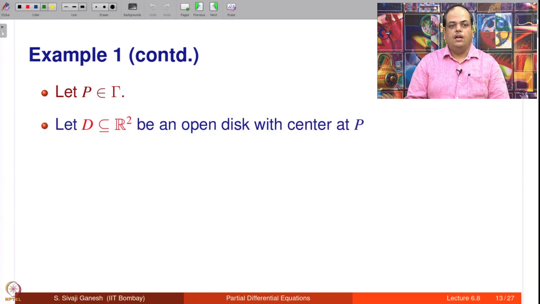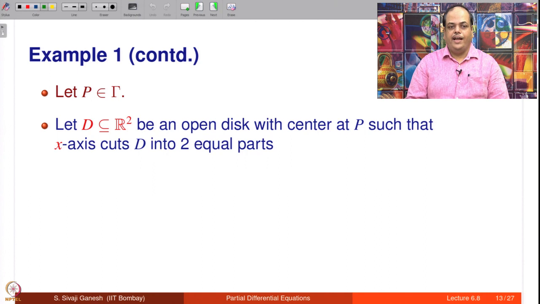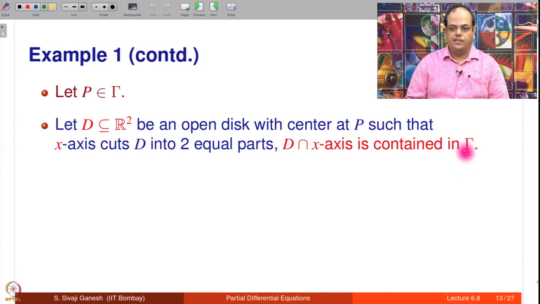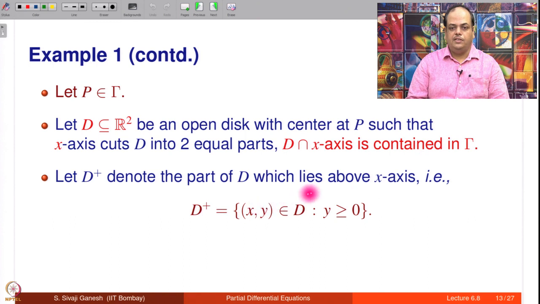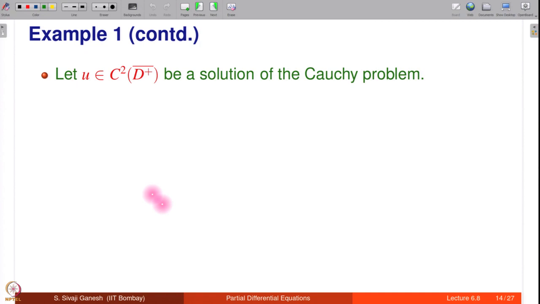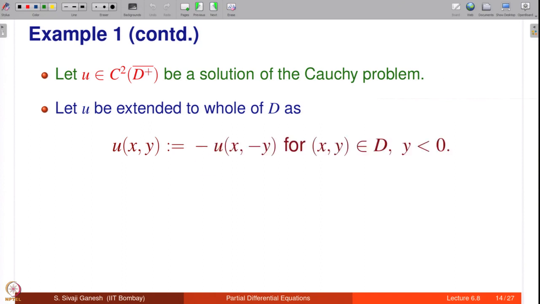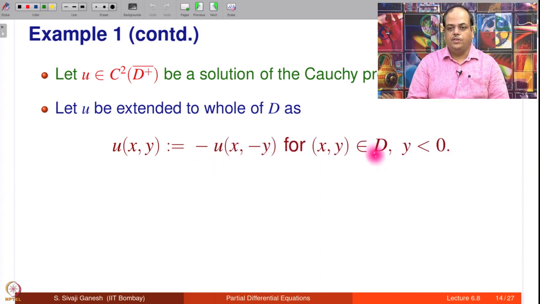Let p belong to gamma. Let D be an open disk with center at p, such that the x axis cuts D into two equal parts. It means that the disk is symmetric about the x axis, and D intersection x axis is contained in gamma. Recall, gamma is a subset of the x axis on which the function g is defined. Let D plus denote the part of D which lies above the x axis. That means the set of all x y in D such that y is greater than or equal to 0. So, let u be a C2 function in D plus closure, which is a solution to the Cauchy problem. Let u be extended to the whole of D as u of x y equal to minus u of x comma minus y, for x y belonging to D and y negative.